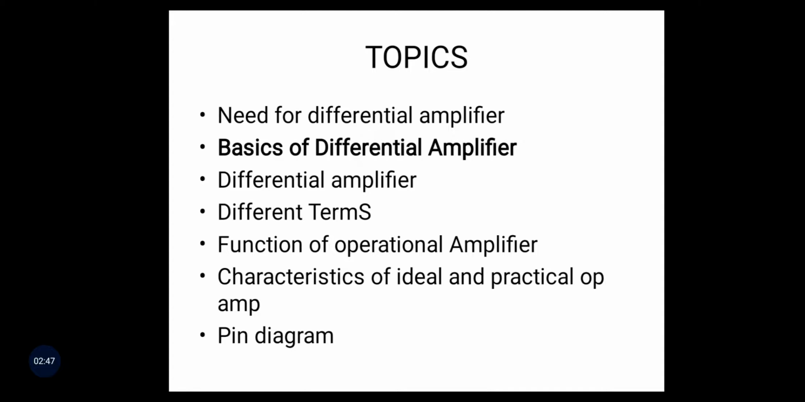The basic function of op-amp is that it provides high input impedance and low output impedance. An operational amplifier is a circuit that can perform many mathematical operations like addition, subtraction, integration and differentiation. The main use of an op-amp is that it amplifies both AC and DC signals with a very high gain.